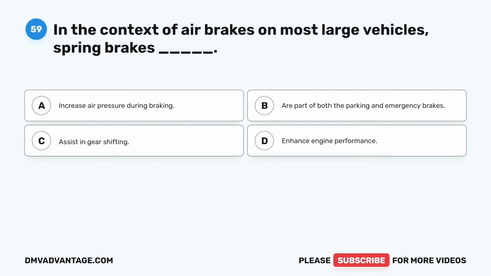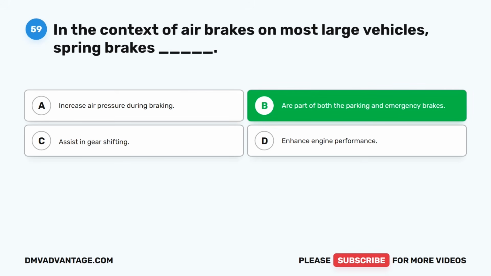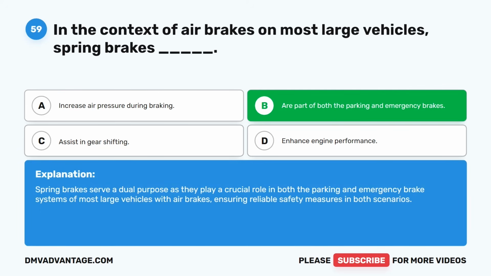Question 59. In the context of air brakes on most large vehicles, spring brakes blank. A. Increase air pressure during braking. B. Are part of both the parking and emergency brakes. C. Assist in gear shifting. D. Enhance engine performance. The correct answer is B. Are part of both the parking and emergency brakes. Spring brakes serve a dual purpose as they play a crucial role in both the parking and emergency brake systems of most large vehicles with air brakes, ensuring reliable safety measures in both scenarios.